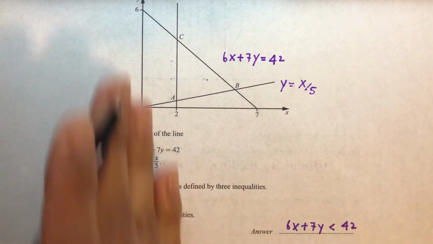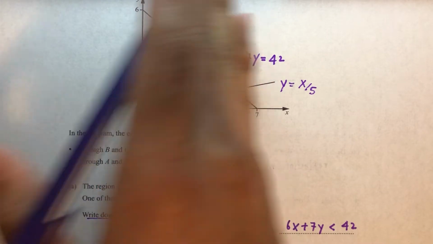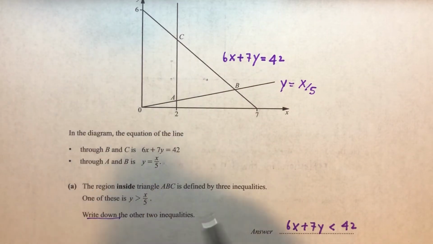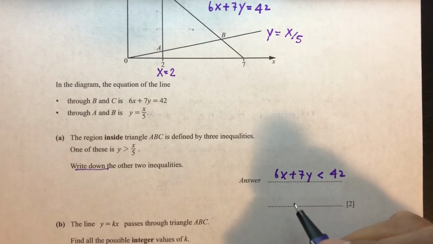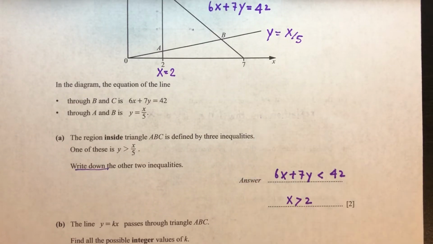Also, I see that it needs to be on this side of this line. This line is x equal to 2. So it will be x greater than 2. That's the answer. Okay, now moving to part B.